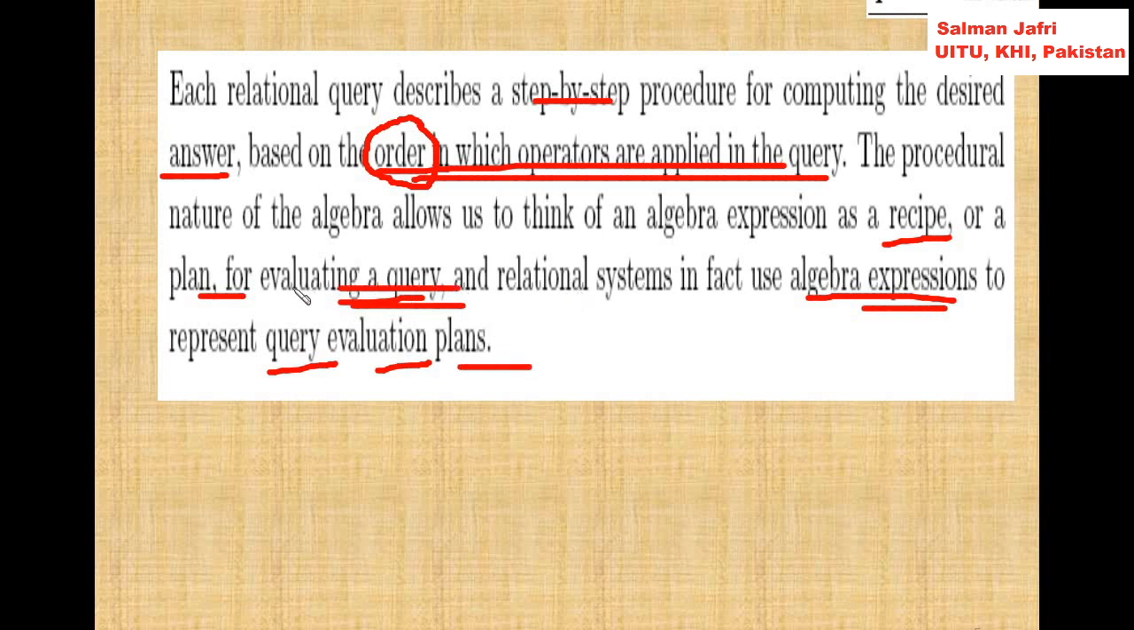So one important point is that a query evaluation plan depends on the type of the operators and the order of the operators. What do we mean? The order of operations might be changed by the query optimizer if the result does not change. So that is an important point.